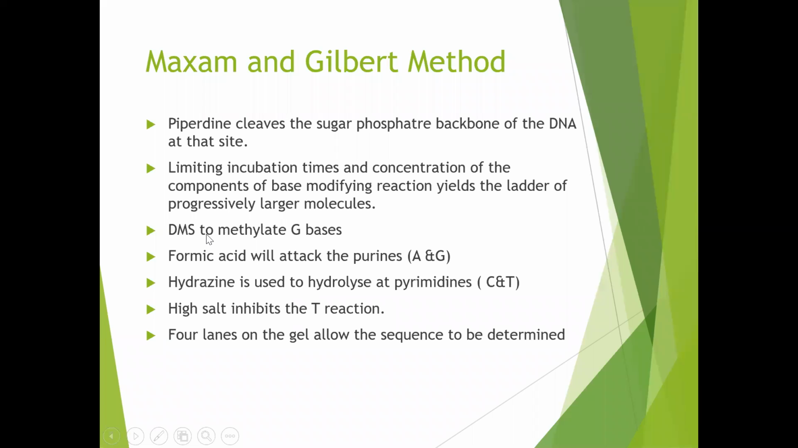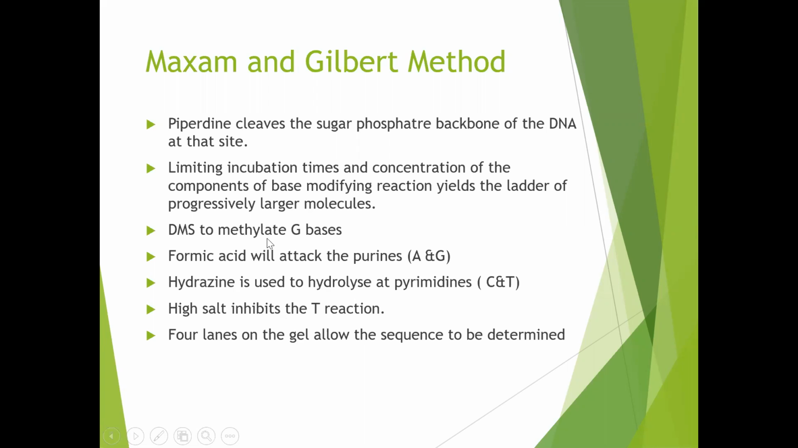Dimethyl sulfate is used to methylate guanine bases, and formic acid will attack the purine bases. So when you use formic acid, it will attack either A or G, and then hydrazine is used to hydrolyze the pyrimidines. It could be C or T. And when hydrazine is used, high salt inhibits the T reaction. That means when hydrazine is used and the salt concentration is very high, it attacks only C, which inhibits the T reaction.